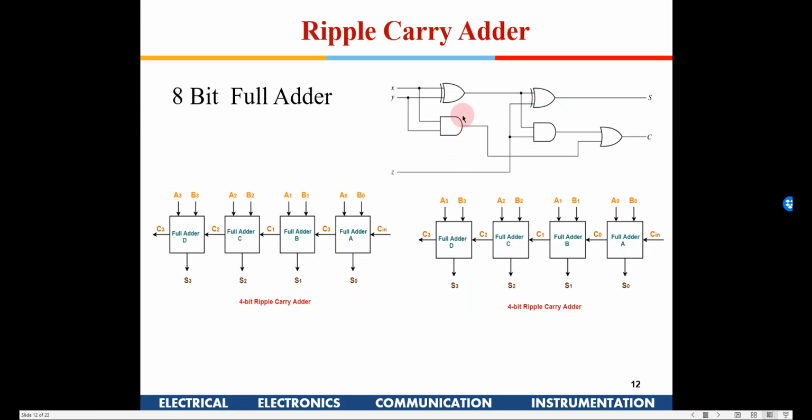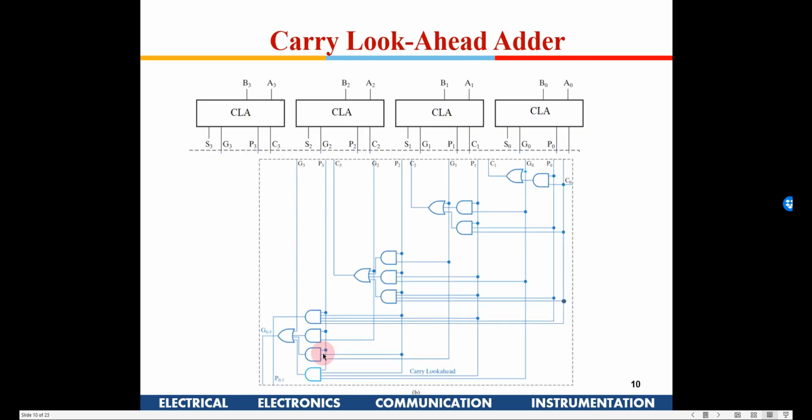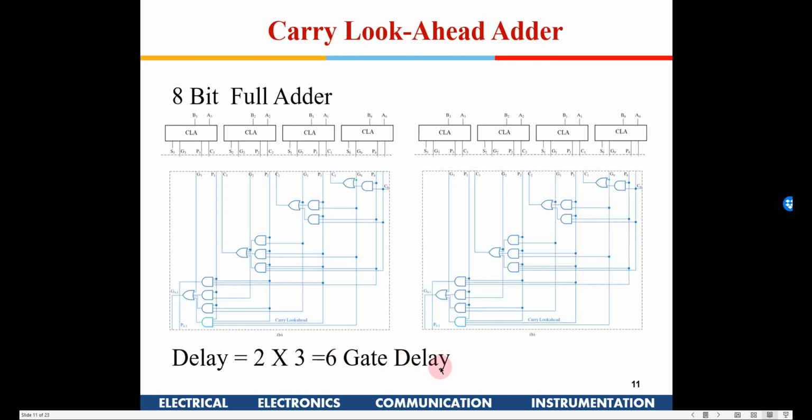Whereas if I go for a conventional design, a ripple carry adder, it will be 8 into 3 gate delays, that is 24 gate delays, right? Because you're just cascading here like this. The carry has to propagate through all these 8 stages. So 24 gate delays, whereas here, as we saw in the previous stage, it is only 6 gate delays.